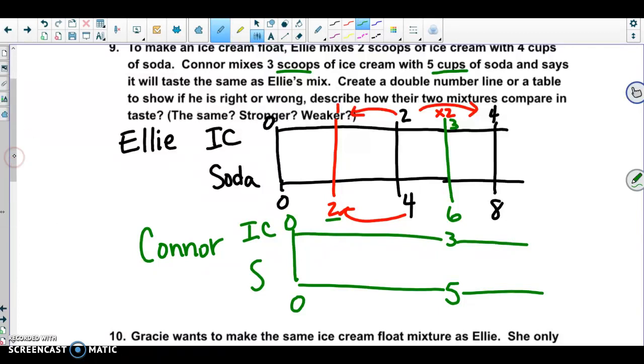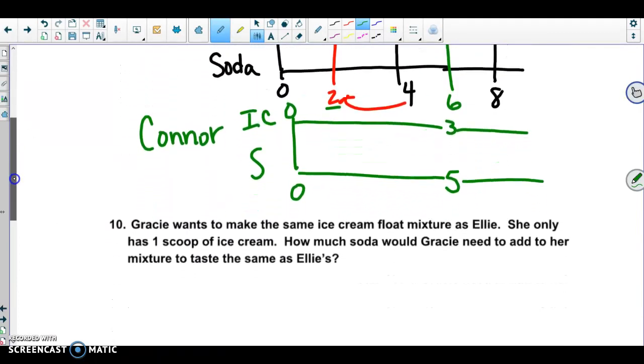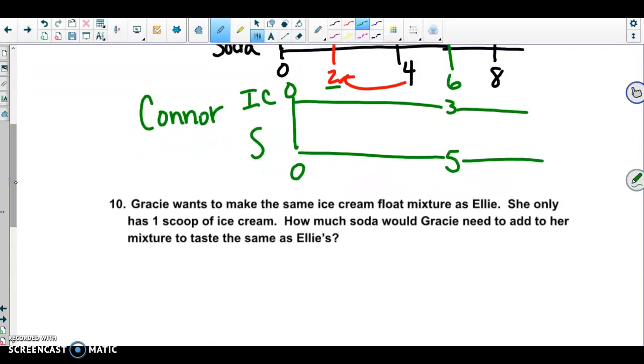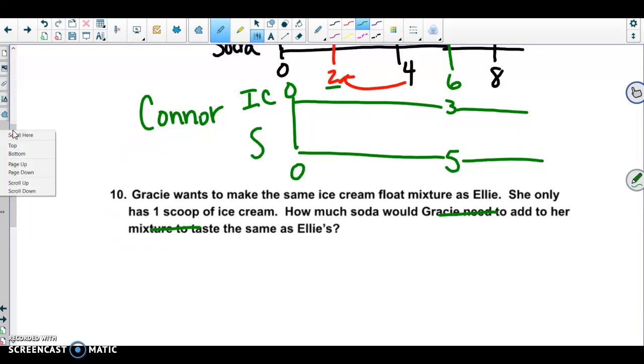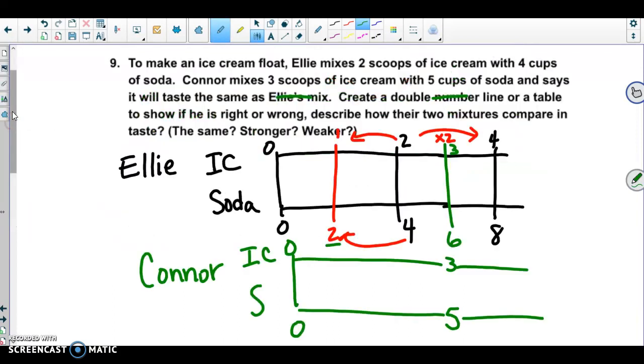As far as Gracie for number 10, Gracie wants to make the same ice cream float mixture as Ellie. So we would be looking at the first one, but she only has 1 scoop of ice cream. So how much soda would Gracie need to add to her mixture to taste the same as Ellie? So if I go back up here, maybe I can go back up here. There it is.